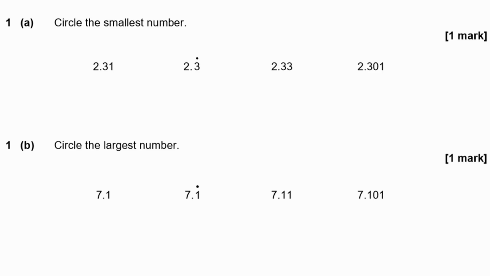So 2.31 is the same thing as 2.310. 2.3 recurring, with a dot on the top, is the same thing as 2.333, and obviously there are going to be some more 3s in there as well. 2.33 is the same thing as 2.330, and then I've already got that one to 3 decimal places anyway. So now I've got the same number of decimal places in all of them. It's much easier to see that this one here is going to be the smallest.